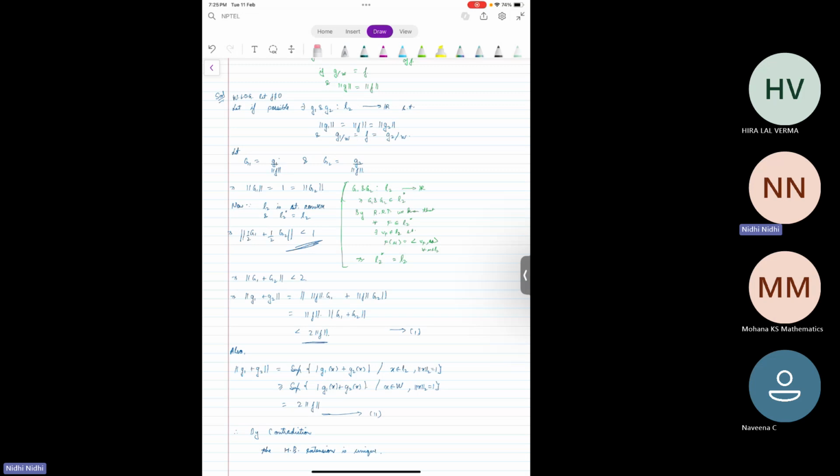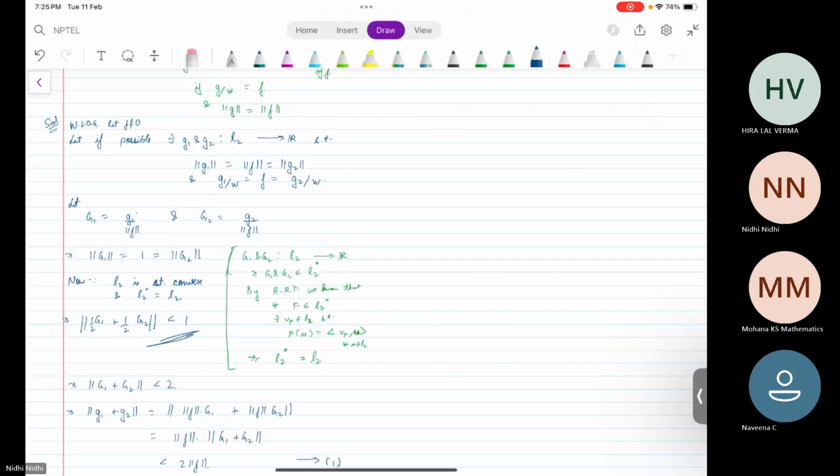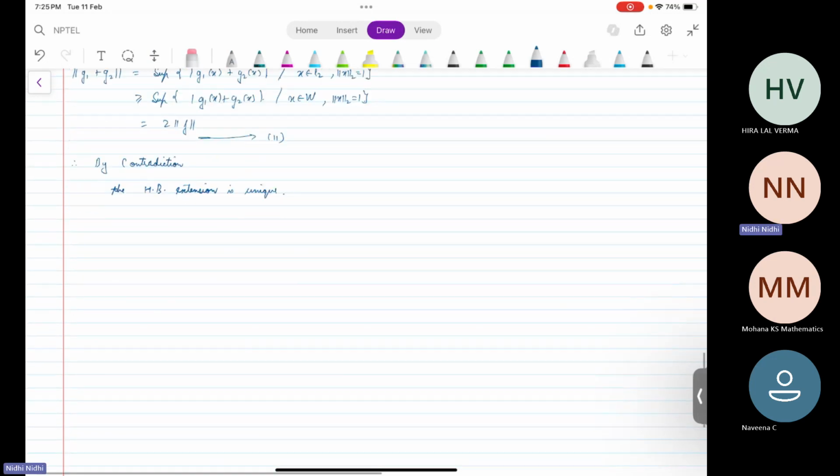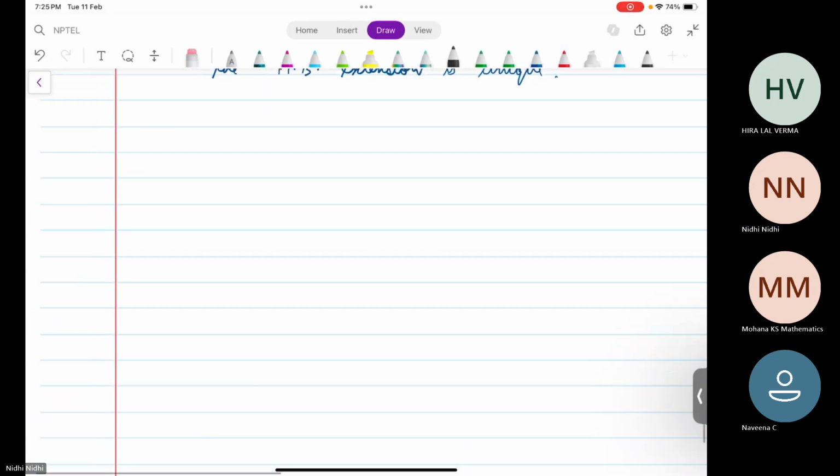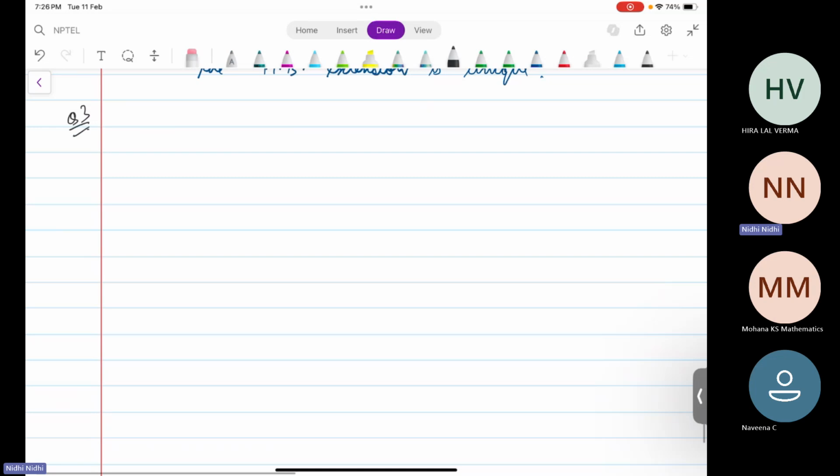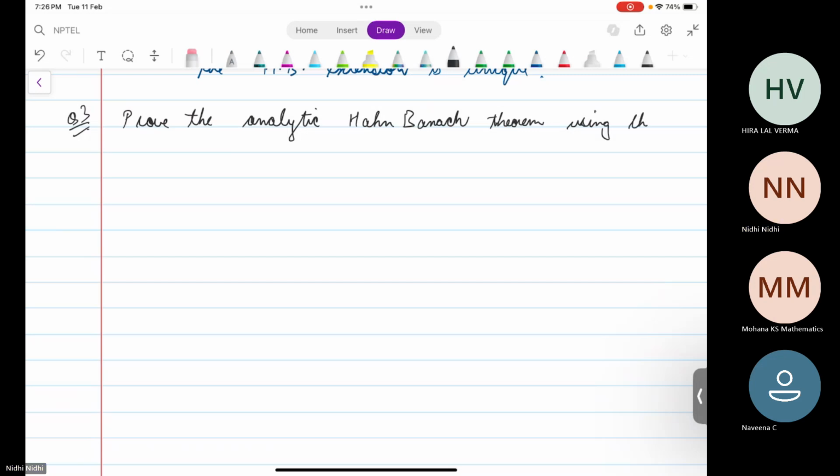Okay, let's move to the next question. Number 3. Prove the analytic Hahn Banach theorem using the geometric version.